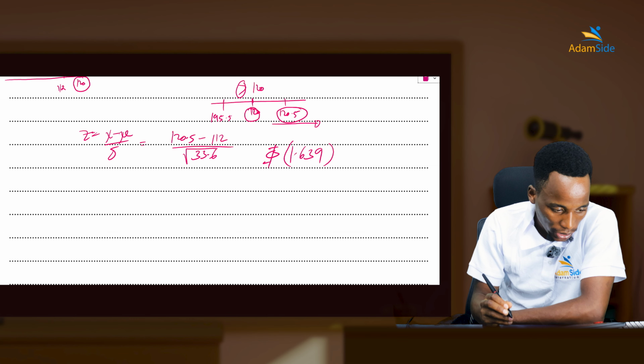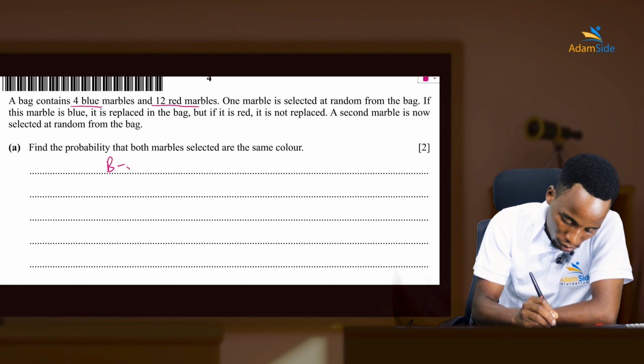Okay, now we are moving to question 3. Question 3 says a bag contains 4 blue marbles and 12 red marbles. One marble is selected at random from the bag. So we have 4 blue and 12 red marbles. One marble is selected at random from the bag. If the marble is blue, it is replaced. So for blue, replaced.